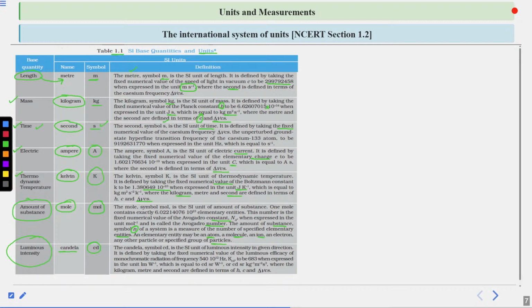Avogadro means it specifies a number. The Avogadro number is this one, 6.022 into 10 raised to the power 23 elementary entities. It means 1 mole is equal to 6.022 into 10 raised to the power 23 elementary entities. You will learn more about the Avogadro number in an upcoming lecture. Clear?